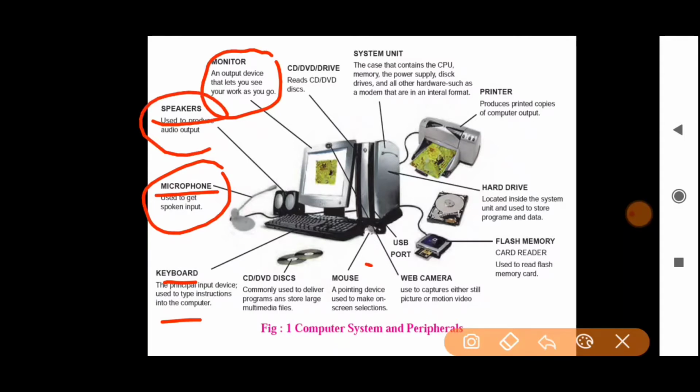Then you can even use a mouse to make on-screen selections. So mouse is also an input device which is a pointer device which has got a cursor which points on the screen. So it's a pointing device which is used to make the on-screen selections. Then if you want to have a printed copy of the computer output, then you can use a printer.